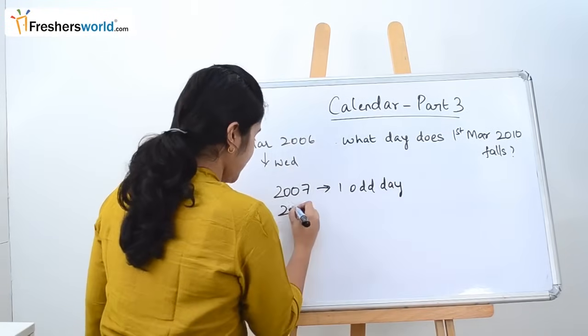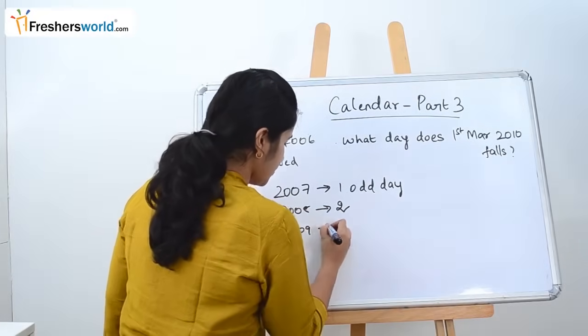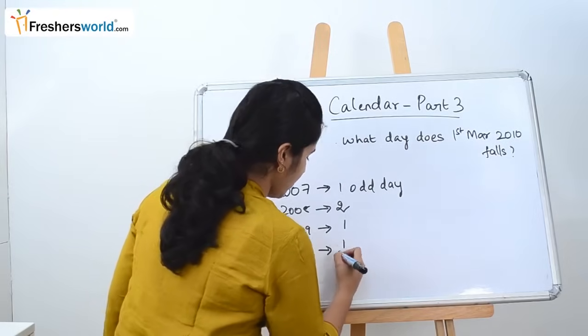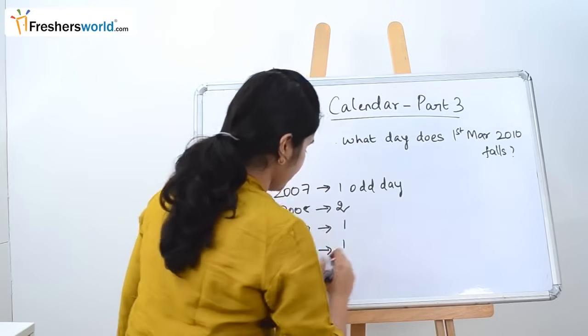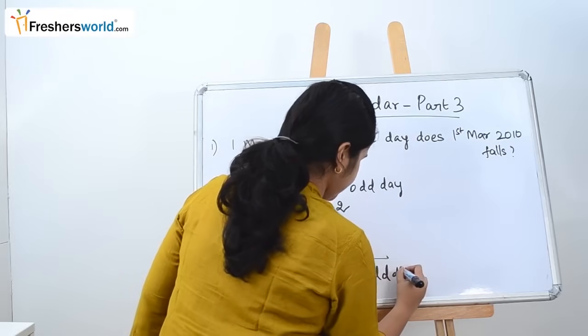2008 is a leap year, so it has 2. 2009 is not a leap year, so it has one odd day. 2010 has one odd day. They've asked till 2010. So 1, 2, 1, 1 gives 5. So 5 odd days are there.